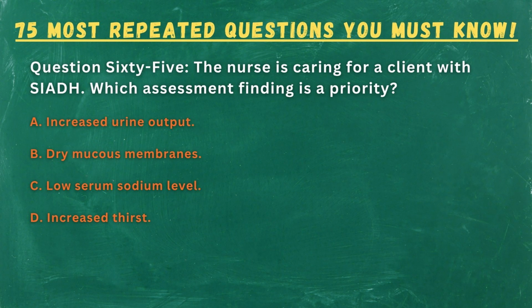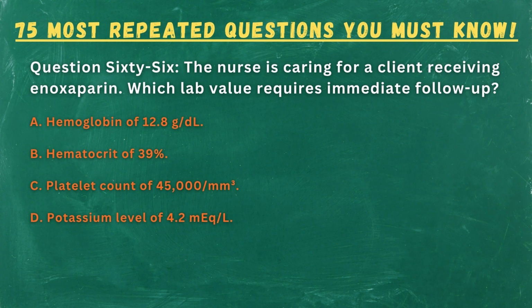Question 65. The nurse is caring for a client with SIADH. Which assessment finding is a priority? A. Increased urine output. B. Dry mucous membranes. C. Low serum sodium level. D. Increased thirst. Answer: C. Low serum sodium level.